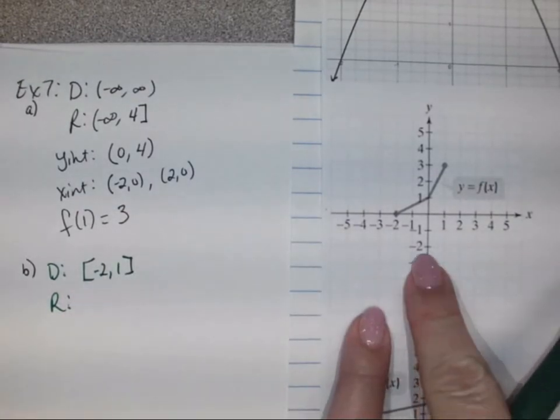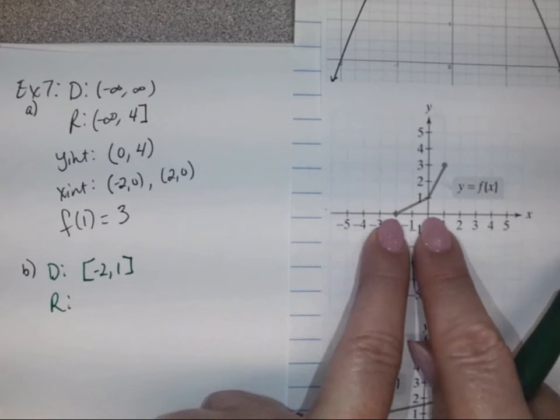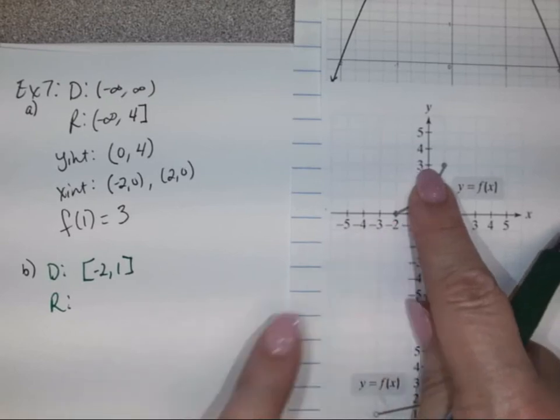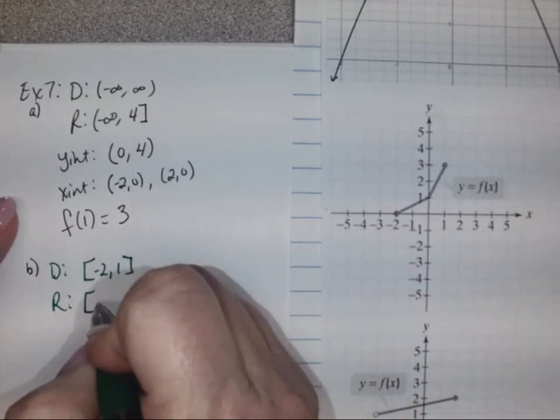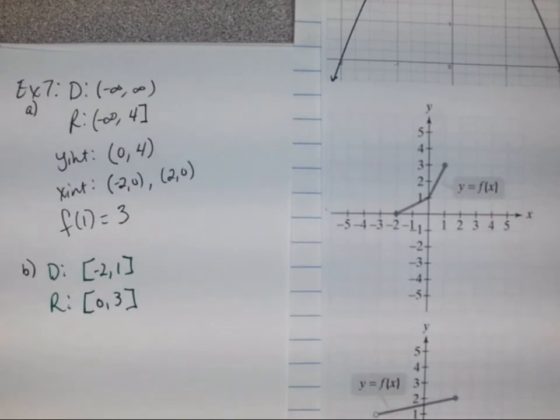The range will start from the bottom and come up. The first value that the graph hits is where y is equal to 0, and it goes up and stops where y equals 3. Again, it has closed circles, so it will include them, and when it includes them, we put a bracket.